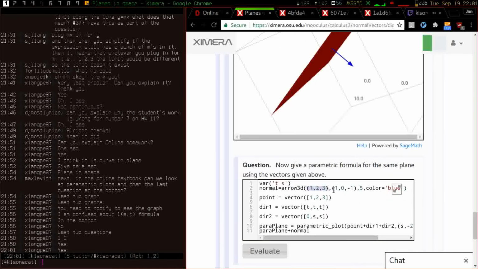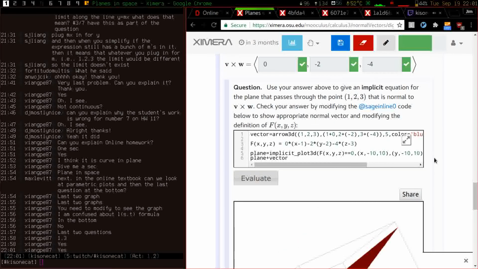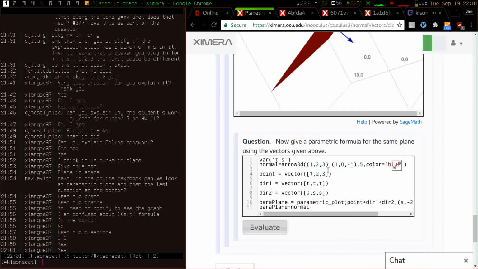It's 1, 2, 3, and then this is 1, 2, 3 plus 0, minus 2, minus what is the other one here? Minus 4. Okay, so that looks good. So that's the right one. And then here I've got a point that I want to go through, 1, 2, 3. Oh, and then I've got these two directions.